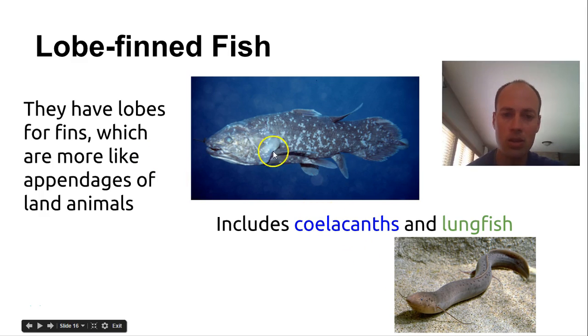So coelacanths, which is this ancient-looking fish, the organism itself looks really old and zombie-ish, but they have been around for a long time. And then lungfish are included in this group of lobe-finned fish as well.